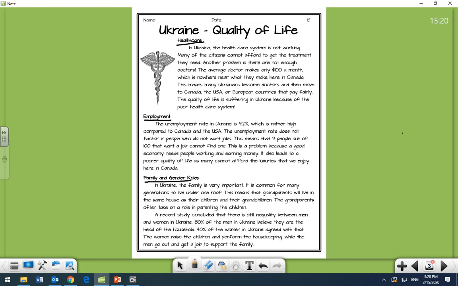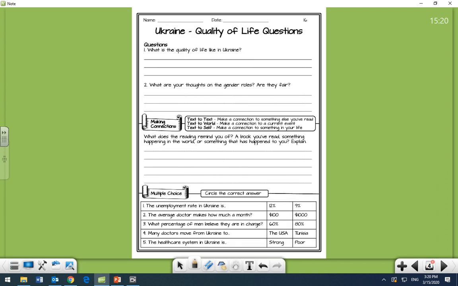What you need to do is read through each paragraph, read the whole page, and then answer the questions which are on the back. What is the quality of life in the Ukraine? What are your thoughts on the gender roles? Are they fair? Then you are going to answer, what does the reading remind you of? Remember, this is a connection, so maybe it's to another book, which is text to text. Maybe it's to the world, something happening in the world that it reminds you of, or text to self, something that's in your life. And then you're going to circle the correct answer.